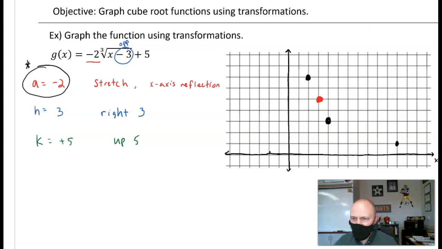And again, if you couldn't see that, here's what I did. I went right 8: 1, 2, 3, 4, 5, 6, 7, 8. And instead of going up 2, I went down 4: 1, 2, 3, 4.